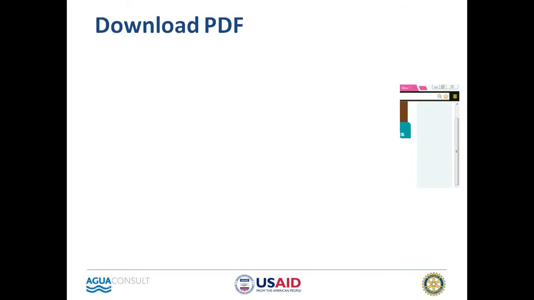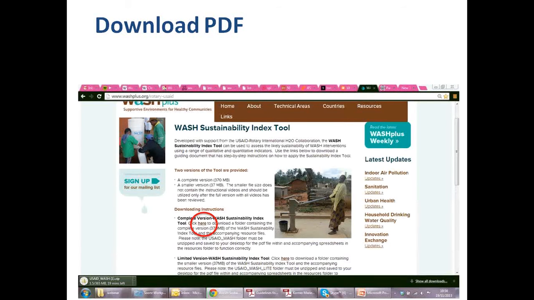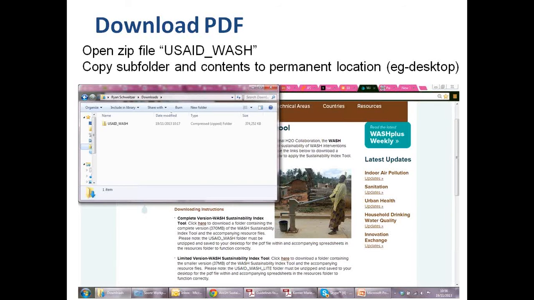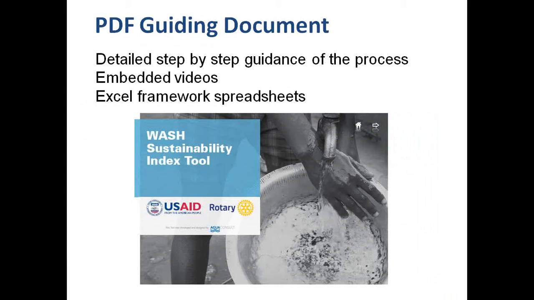So to download the PDF, you go to the WASHplus website and you'll select which one you want to download. If we wanted to download the complete version, we would follow the link, and in most cases your web browser will download the zipped file to a temporary folder as shown here. So what you'll need to do is unzip that file, the USAID WASH zip file, and in that you will find another folder of the same name, and copy that folder and its contents to a permanent location such as your desktop. The tool will not function if it is opened from a temporary location.